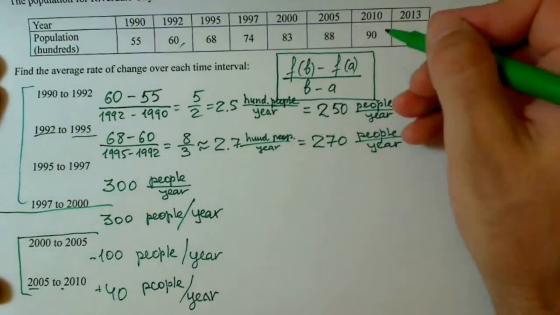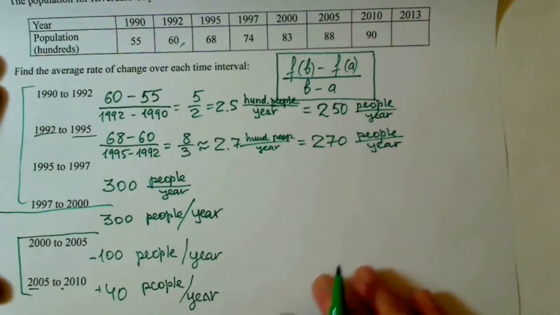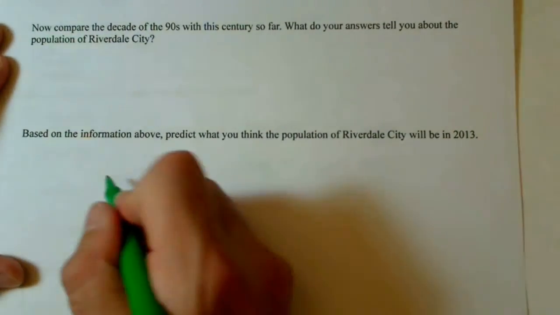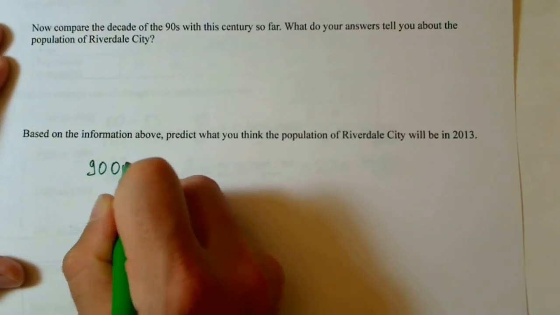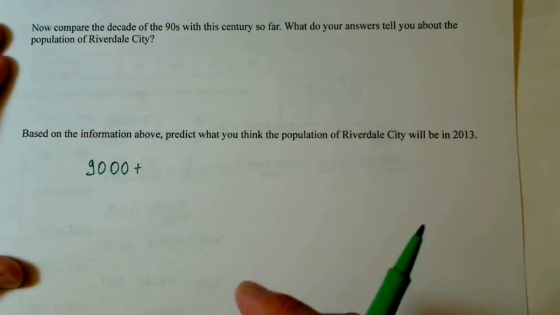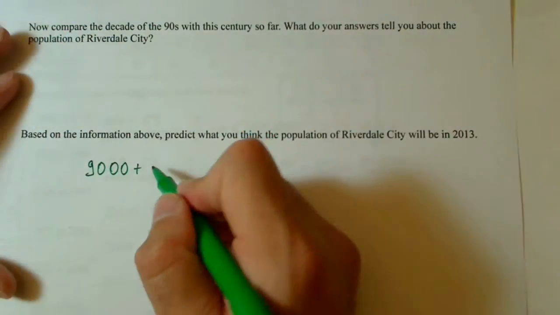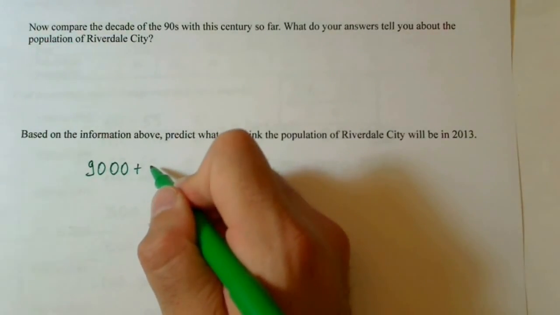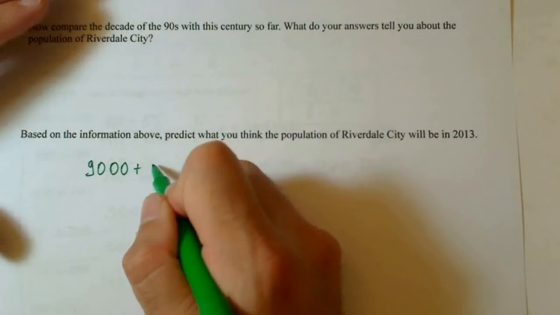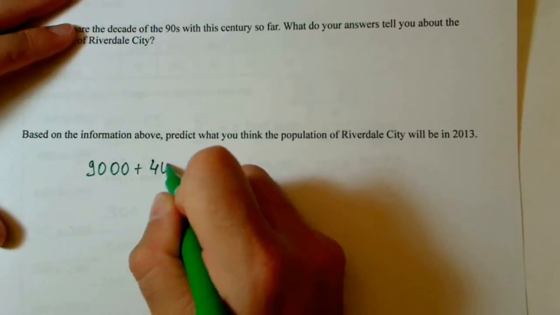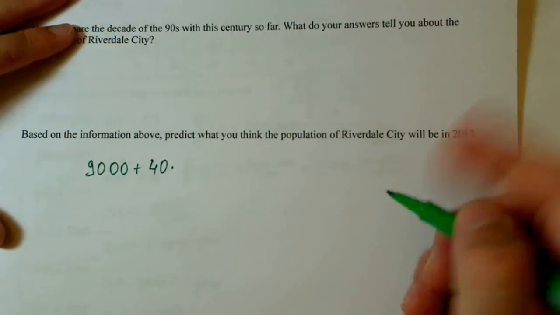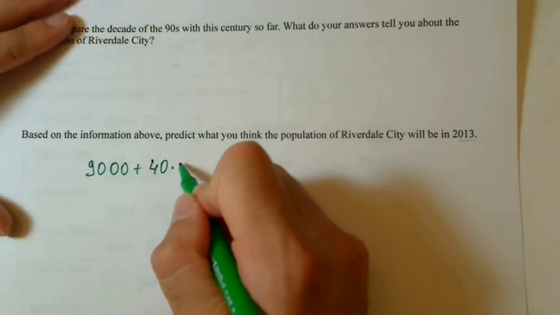Now, in 2010 it was 9,000. Let me write it down right here. It was 9,000, and our population was increasing by 40 people a year on average for the last 5 years, I mean 2005 to 2010. Now we can predict that it's going to be kind of the same. The best prediction is 40 people a year, but for how many years? Because of 2013, it means for the next 3 years.